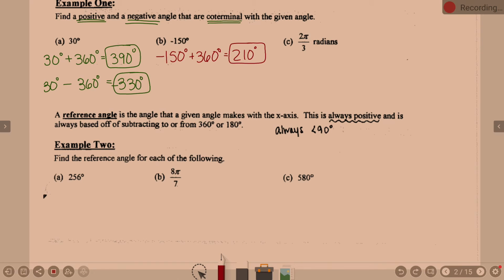So this time you're doing negative 150 degrees minus 360. Negative 510 is the agreement. Okay.